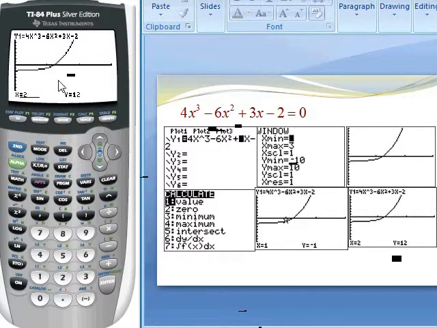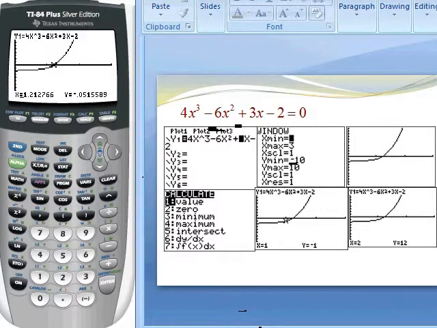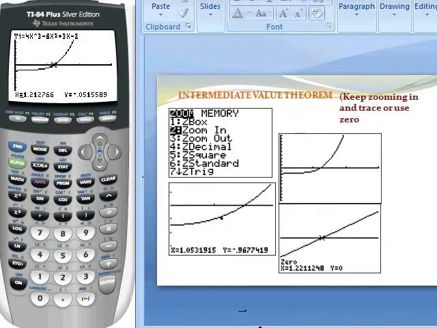And I can trace it. And watch, when I trace, where am I? I am too far, so I want to see. Here it is. I can trace it, and it looks like it's around 1.24, and it's around here someplace. Okay, to get a better estimate, you can keep on zooming in.